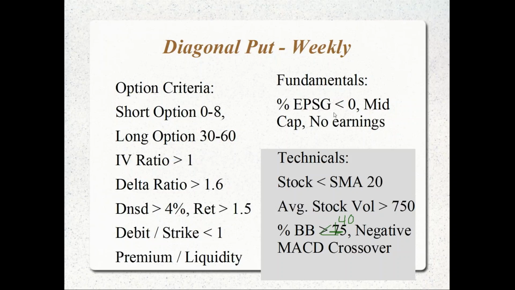That stays the same. But the EPS growth less than 0, still avoid earnings, Bollinger Band of less than 40, so it's nearer to the bottom or at least below the halfway point, the 20-day moving average, which would be reflected. And we want to look for maybe a negative MACD crossover on the position because the underlying has to match the sentiment. We're looking for the neutral to bearish criteria as opposed to the neutral to bullish criteria in this case.